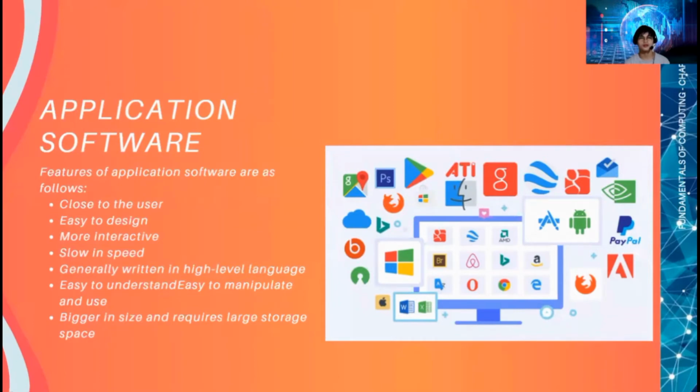So the features of application softwares are as follows. It is close to the user, it's easy to design, it's more interactive, and of course, it is slow in speed and generally written in a high level language. When we say high level language, it is a language that is easier to program, to create, and much more understandable by the developers who create those applications. And easy to understand.